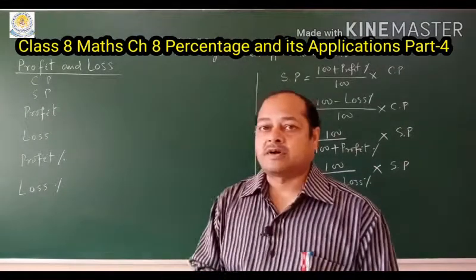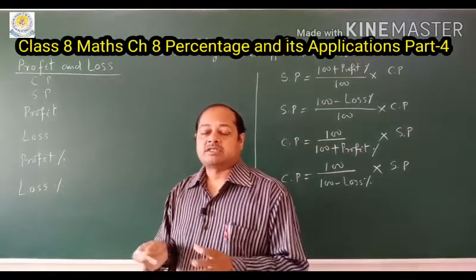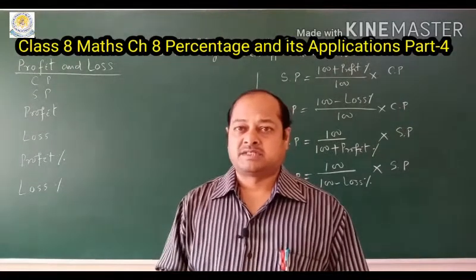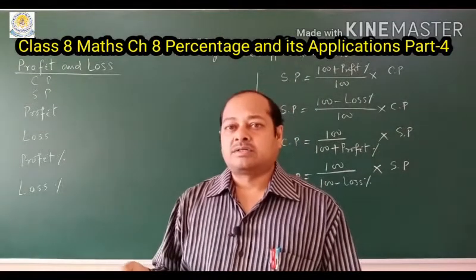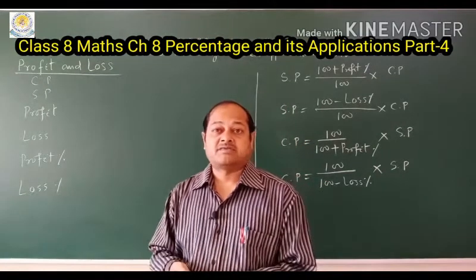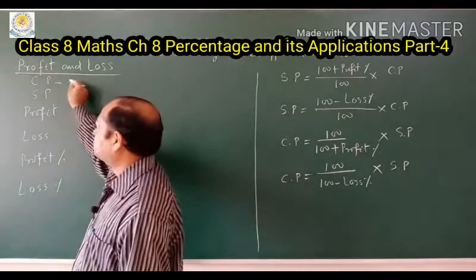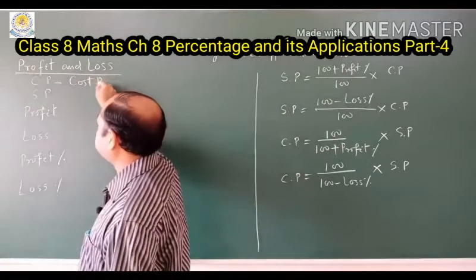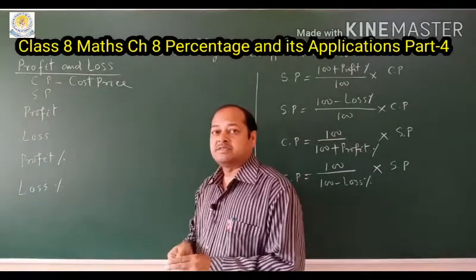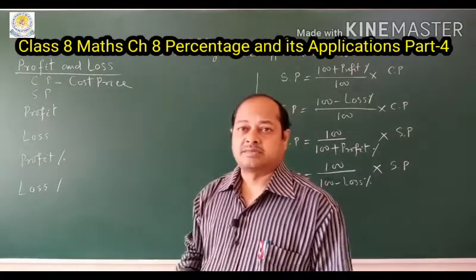Okay, so first of all we'll see what is CP or cost price. Cost price is the amount of an article that a businessman purchased from others. Okay, we can call it CP. So CP means the cost price. It is the amount or the price at which the businessman purchased the article from any other person.